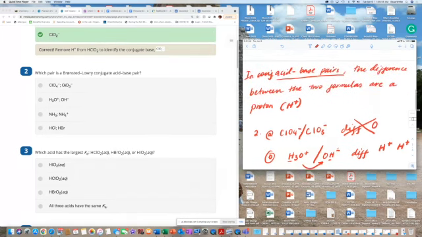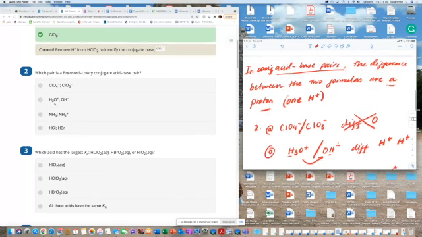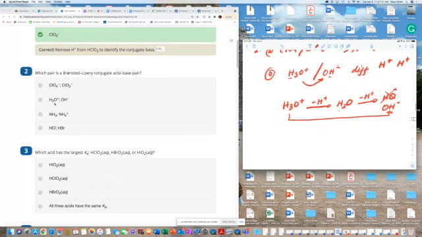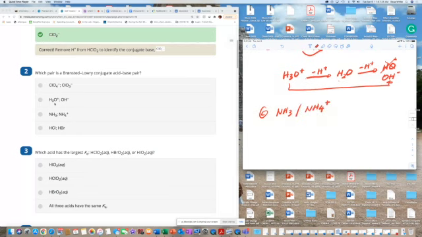I told you guys the difference between the two formulas is just 1 H plus. When I said a proton, I meant 1 H plus, not 2. So that's what invalidates this. Don't skim over your answer and be like, well, okay, yeah, this one here. Go through, okay? Where was I? C, NH3 and NH4.